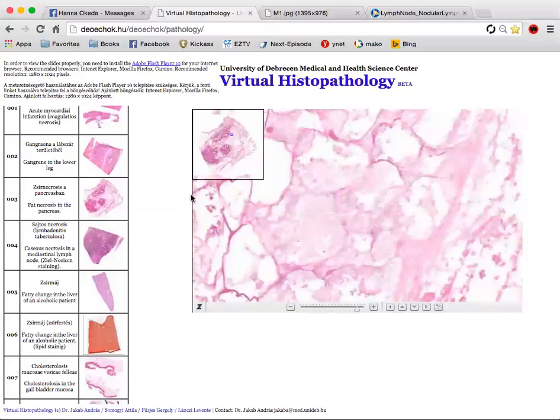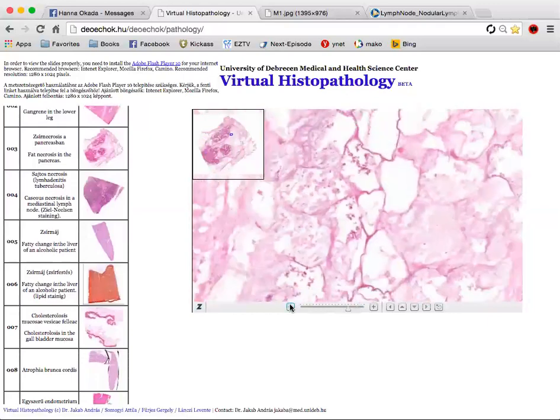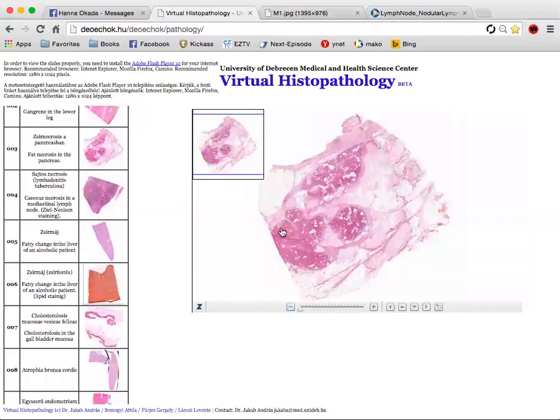That's all you need to know about this. And wait, the dark area is the normal, the necrotic region? No, in the bigger slide, these areas are normal. Normal, okay. And that's necrotic. Okay, got it.